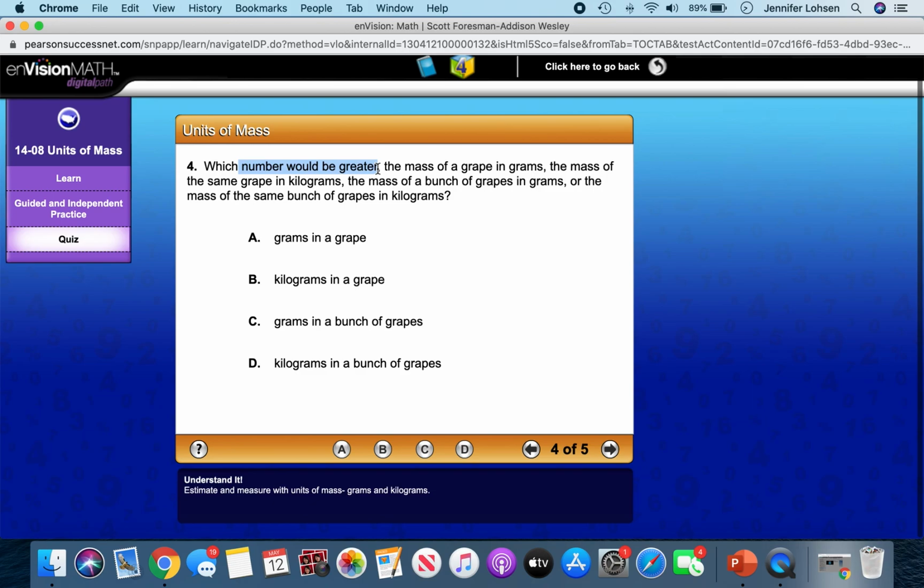Okay, so this is exactly like what we had yesterday with capacity with the cup and the jug. First, if we're looking for the greatest number, we need to pick the greatest object. So what is greater, 1 single grape or a bunch of grapes? If you're going with a bunch of grapes, you're correct. So we are here now. We've eliminated A and B, and we are between C and D. Now we're looking for the greatest number.